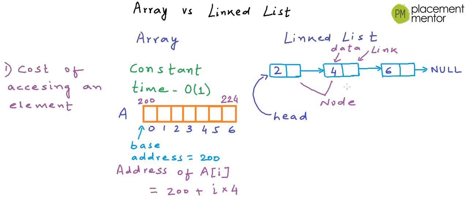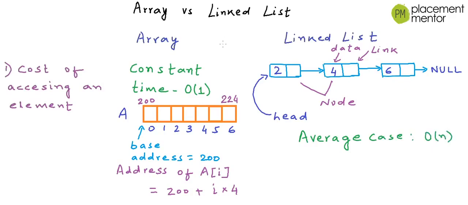So if n is the size of the linked list, n is the number of elements in the linked list, then we will traverse n by 2 elements. So the time taken in the average case also is proportional to the number of elements in the linked list. So we can say that the time complexity in the average case is big O of n.